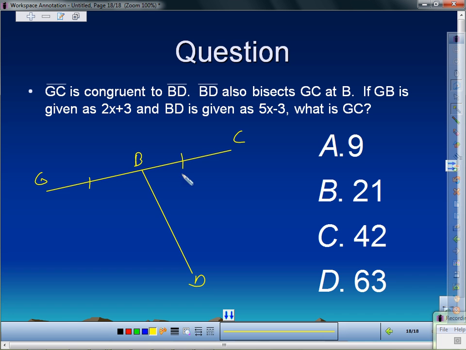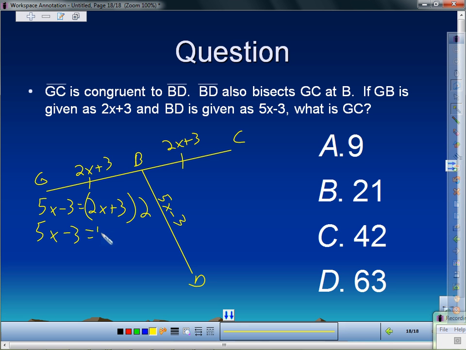If GB is given as 2x plus 3, and BD is given as 5x minus 3, what is GC? So, what I know is that this is 2x plus 3, this is also 2x plus 3. And then together, these two add up to that. So, I can solve. I do that, and I get x is equal to 9.